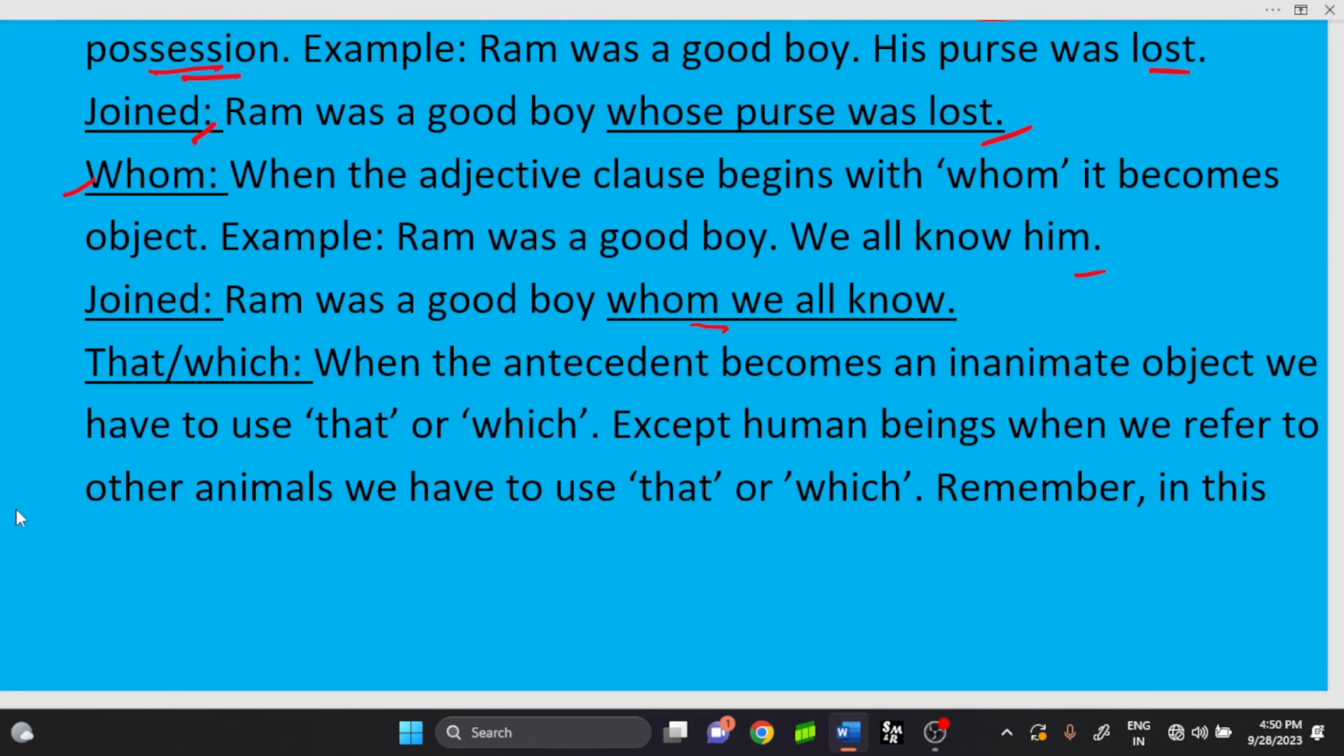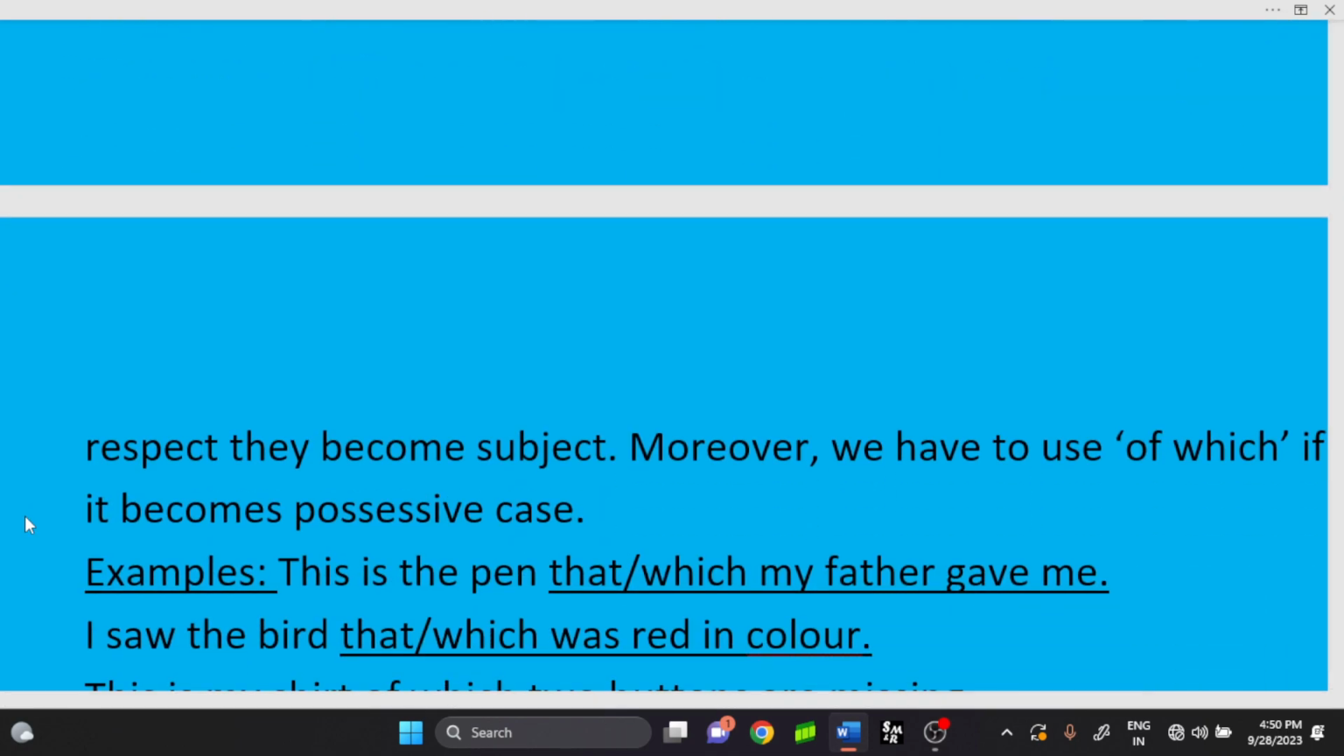Next, that or which. When the antecedent is an inanimate object, except human beings, we have to use that or which. Except human beings, when we refer to other animals, we have to use that or which. Remember, in this respect, they become the subject. Moreover, we have to use of which if it becomes possessive case. If it does not tell us it's a human being or person, then we have to use that or which. Suppose it's a bird or an animal, etc.